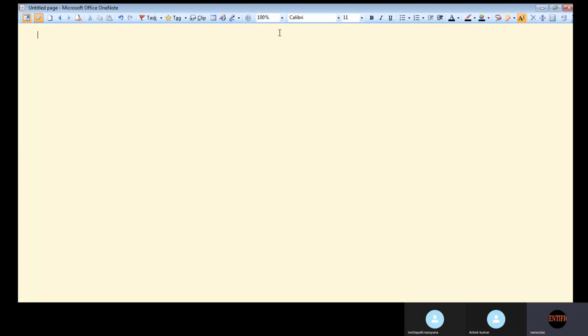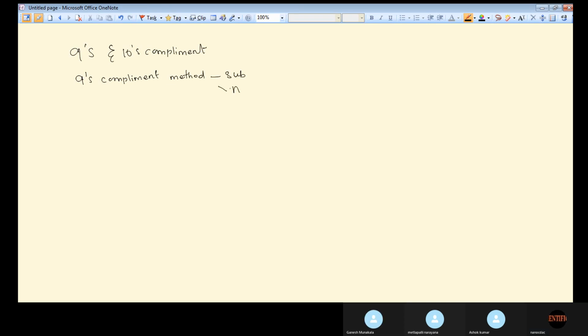So today what we'll do is once again we'll go with nines and tens complement. Okay, nines and tens complement, and we'll see nines complement, nines complement method of subtraction, addition.